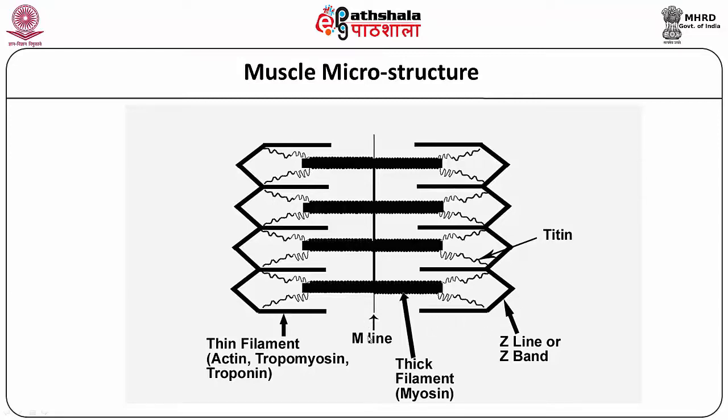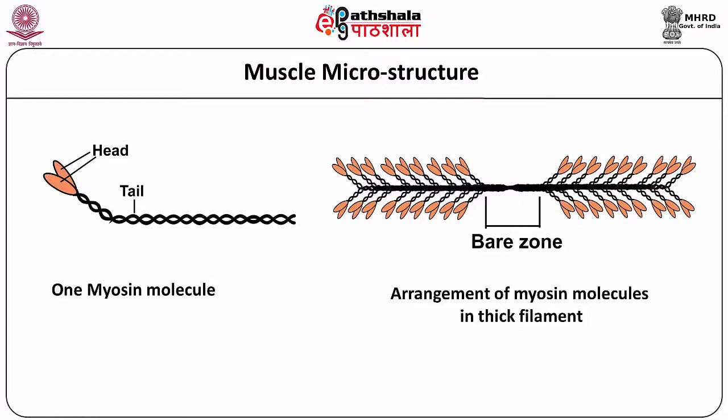In the middle of the thick filament a line passes through, which is known as the M line. The thick filament is made of myosin protein. The thin filament is made of actin, tropomyosin and troponin. The detailed structure of myosin looks like this. There are 2 heads and 1 tail. The tail is a spiral-like structure. These 2 heads normally attach to the actin filament during contraction.